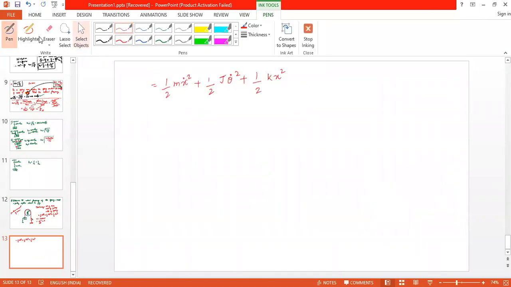So this is the total energy E. So dE by dt is equal to, if I differentiate this, what will I get?